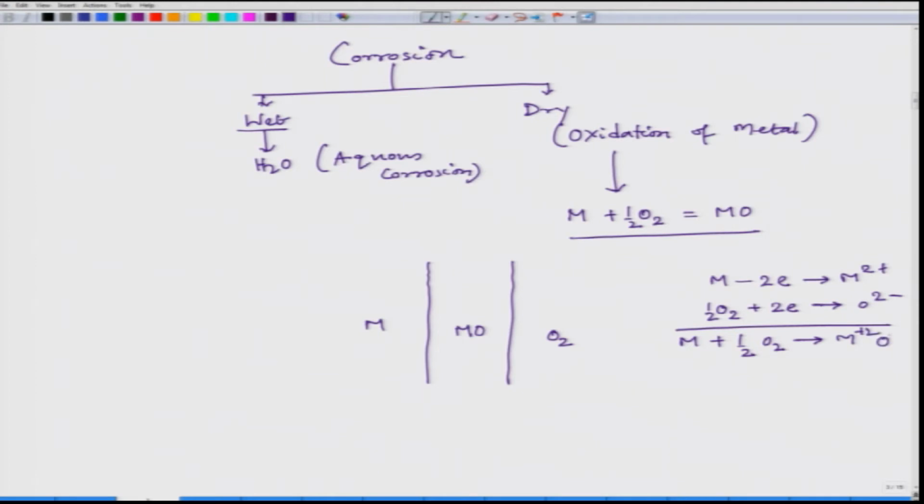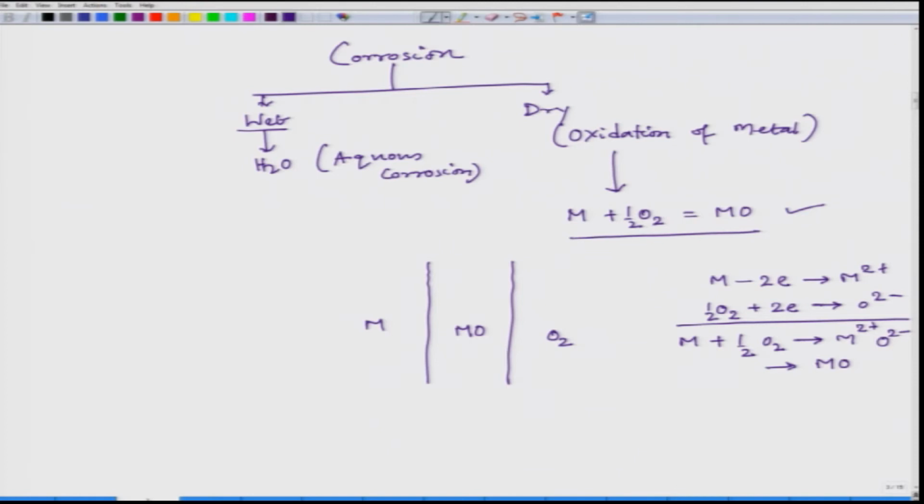equal to M2+ O2-, that is 2+ and 2-. This is nothing but MO, which is the same as this reaction.